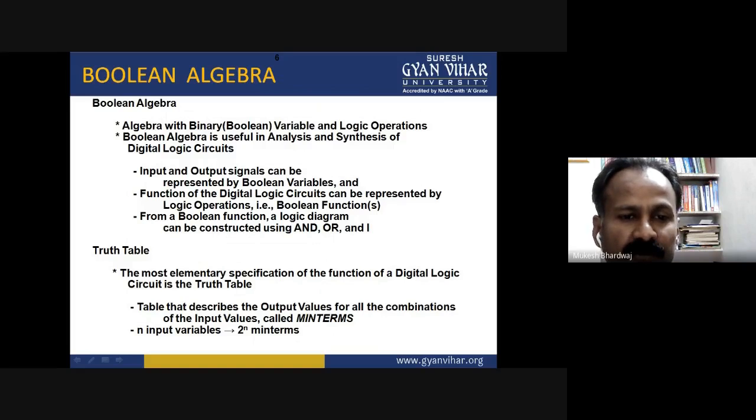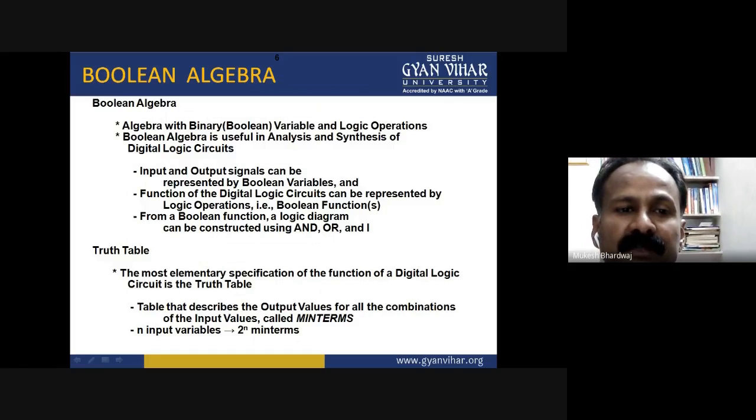It is a table that describes the output values for all the combinations of input values, called min terms, and n input variables give 2 to the power n min terms. So binary logic deals with variables that take two discrete values, one for true and zero for false. A simple switching circuit containing active elements such as a diode and a transistor can demonstrate binary logic, which can either be on, switch closed, or off, switch open.